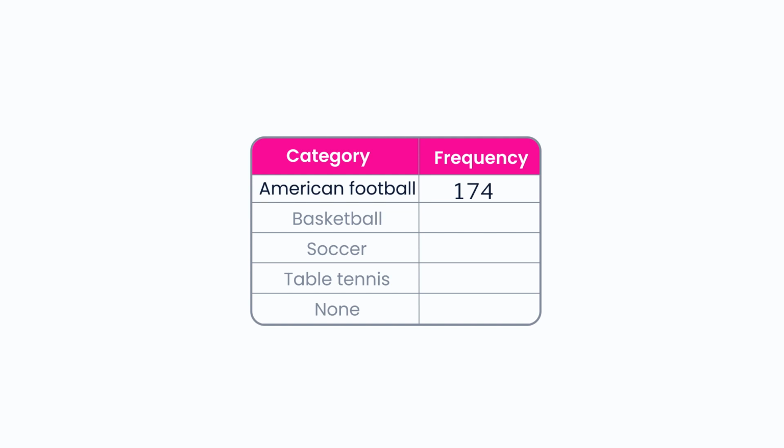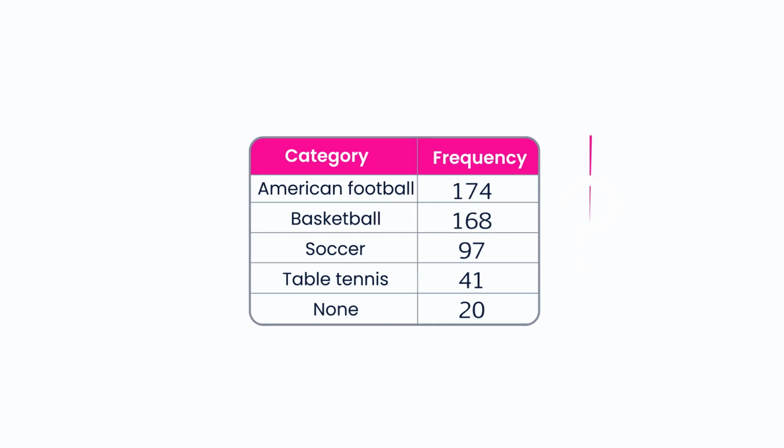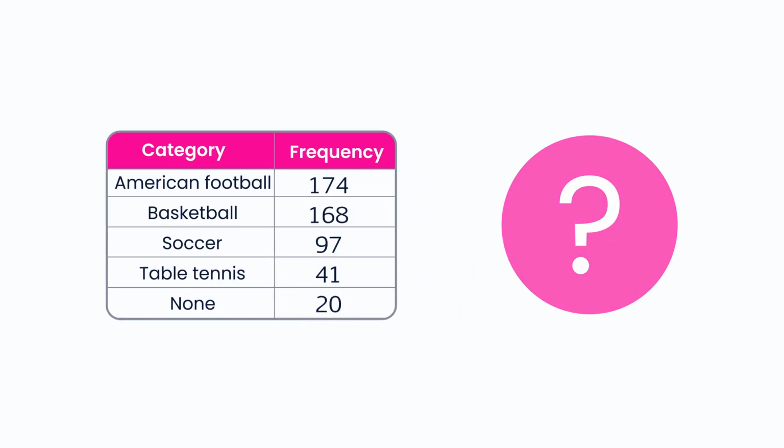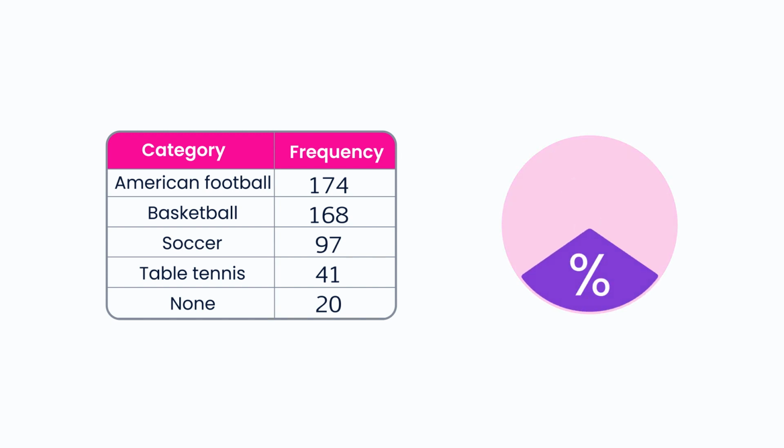174 students answered American football as their favorite, 168 basketball, 97 soccer, 41 table tennis, and 20 did not have a favorite or do not watch sports on TV. These frequencies alone cannot be used to draw a pie chart, because each slice must make up a proportion or percentage of the whole in order to draw it.